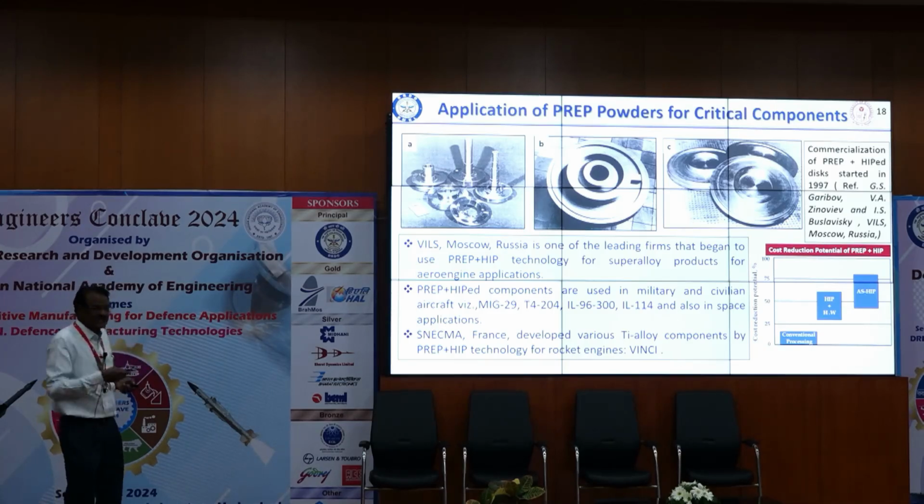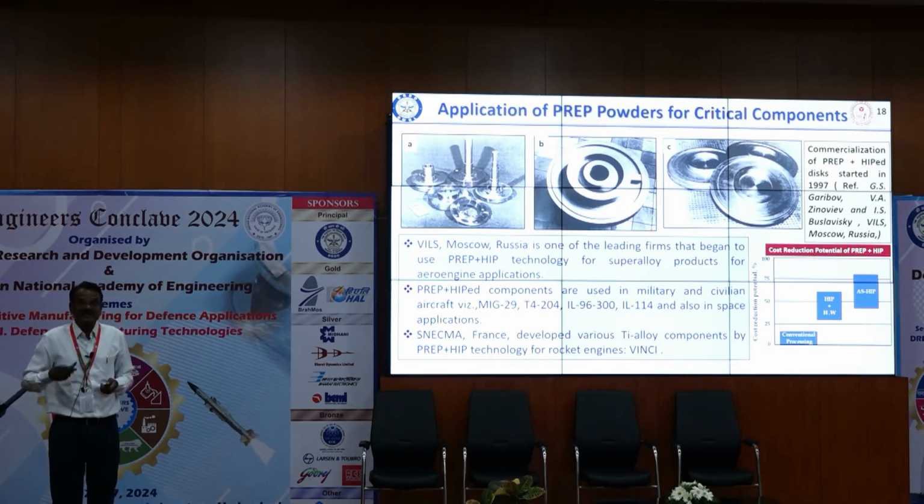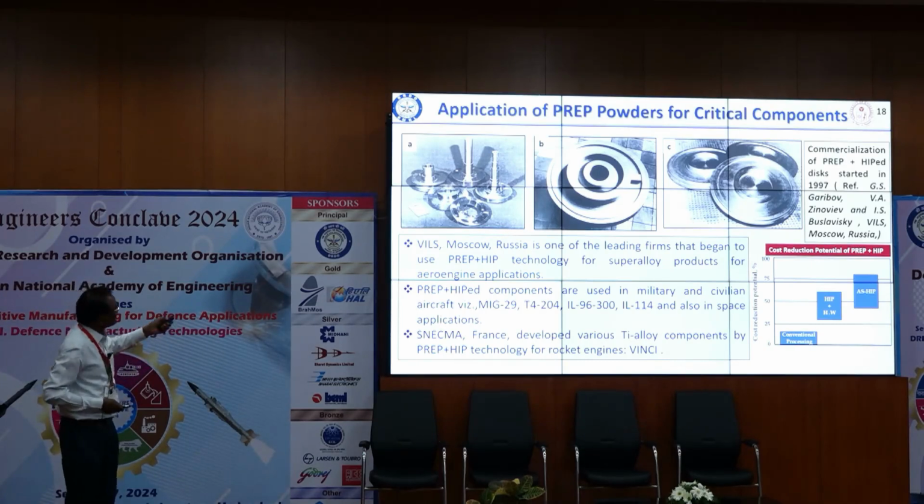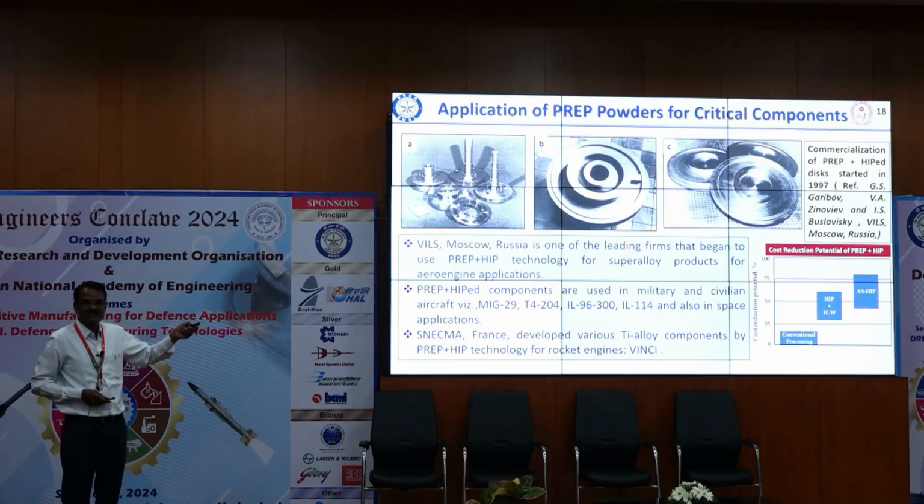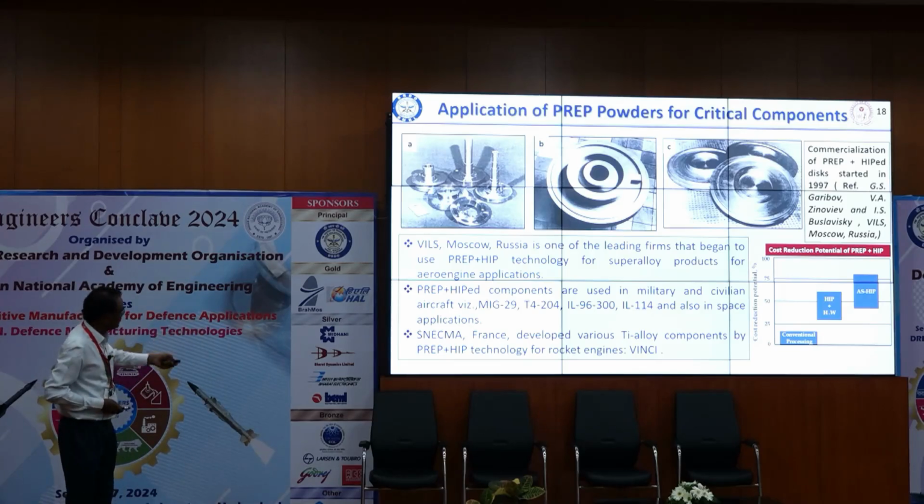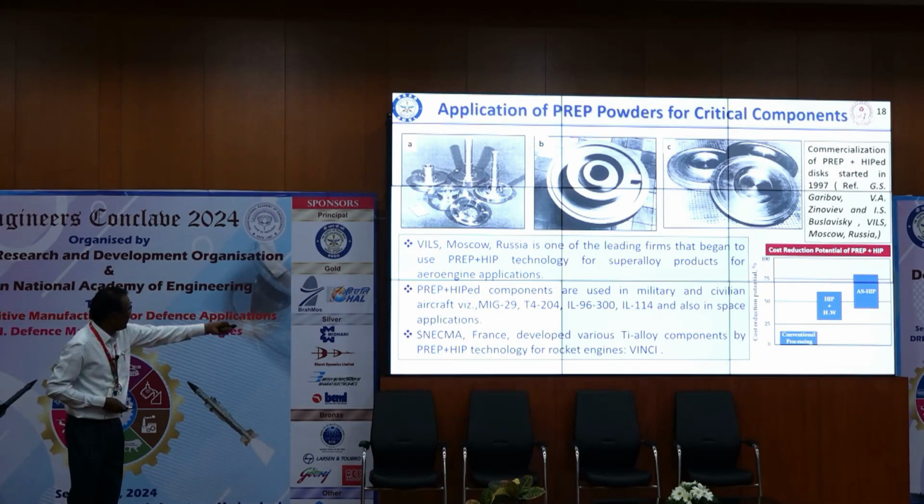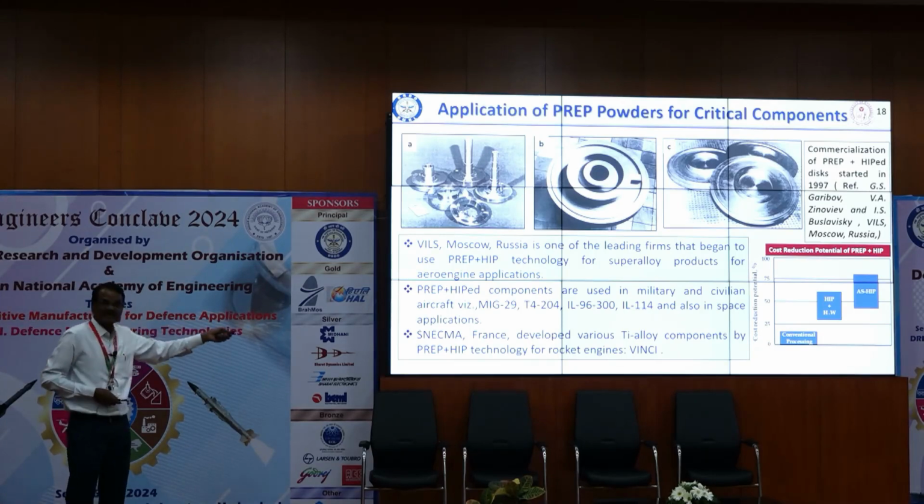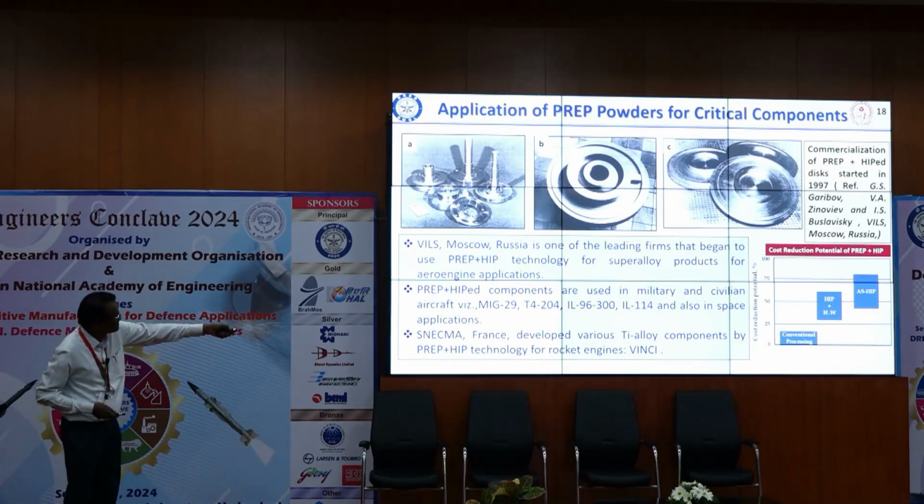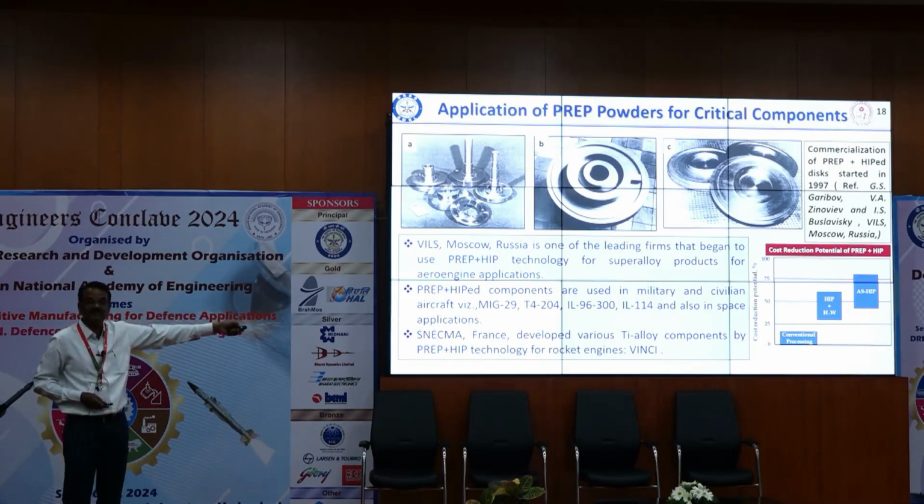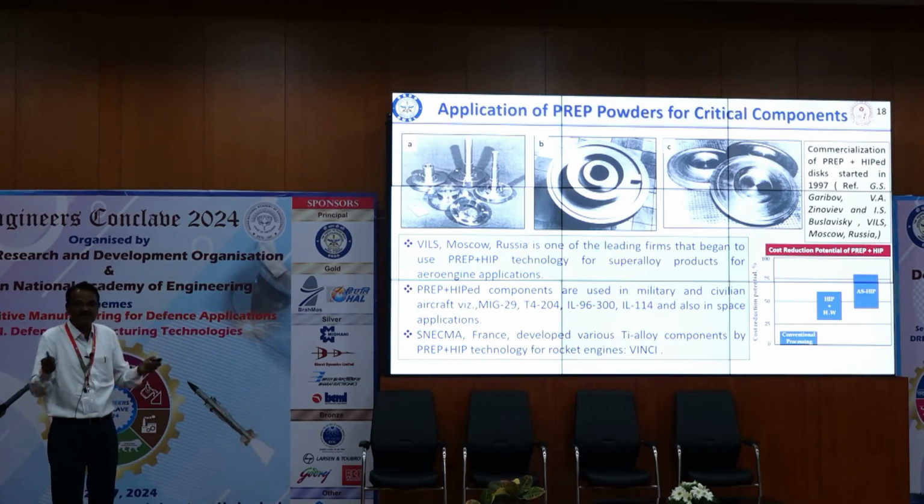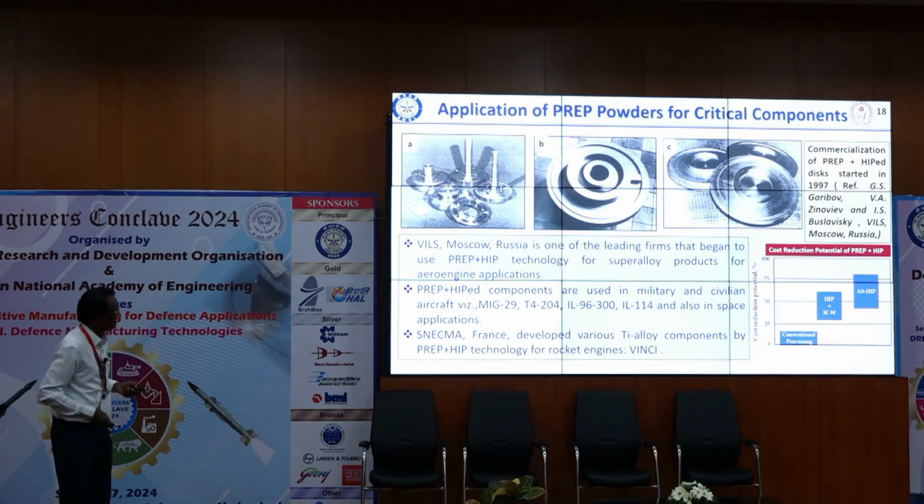Then, having known the significance of what other countries have done, Russia has adopted it and developed large-size combined discs for aeronautical applications, and several engines, MiG-29 and all that, I have given there. And SNECMA, France, also use titanium alloy powder for their space programs, and there is a 50% cost benefit because it is powder to final shape. In between we are not wasting material by machining, forging and all that is avoided.